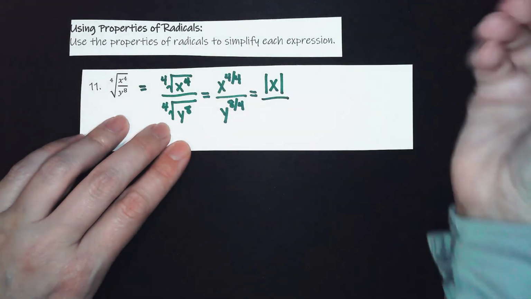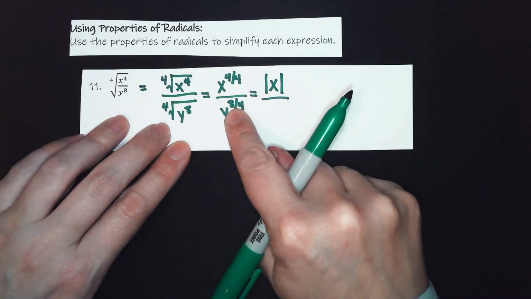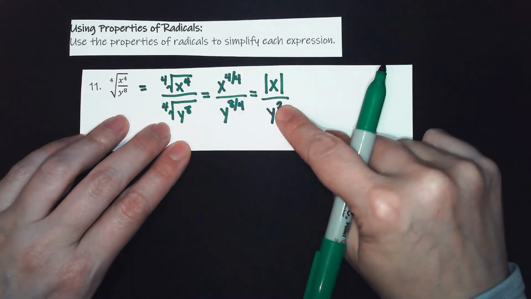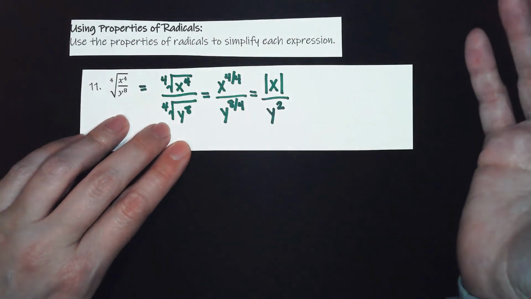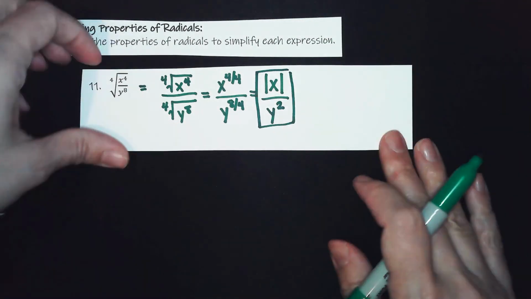All right, you will have some in your practice that have an absolute value needed, okay? Now, here I get y squared, 8 divided by 4. Now, because this is still squared, I don't need that absolute value, okay? So that's as simplified as this one gets.